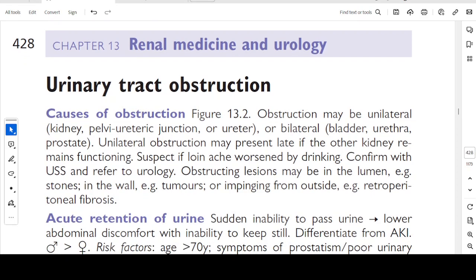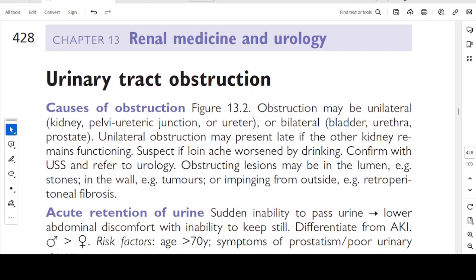So we will stop here for today, and tomorrow we will continue from page number 428, urinary tract obstruction.